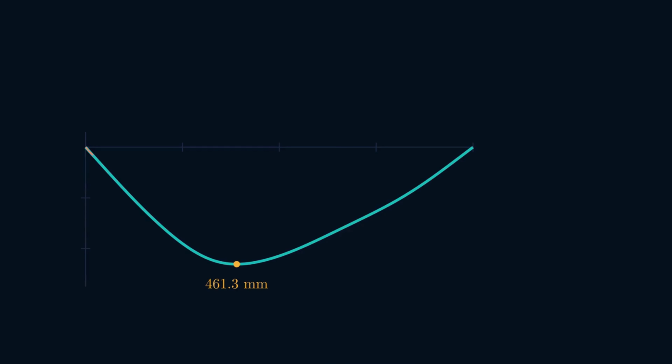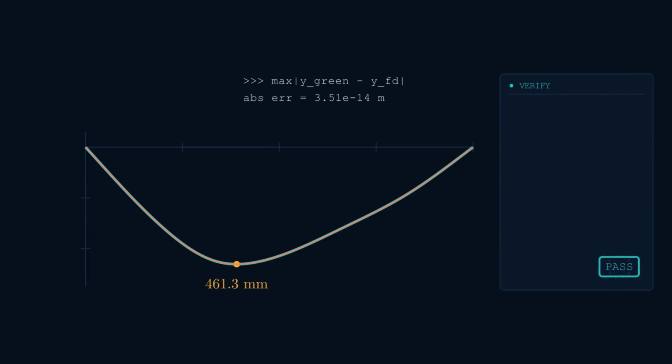To check it, solve the boundary value problem from scratch. Finite differences, 800 nodes, assemble the tridiagonal matrix, run the Thomas algorithm. Completely different method, no Green's function anywhere. They agree to 5 parts in 10 to the 13th. That is round off. They are the same answer.